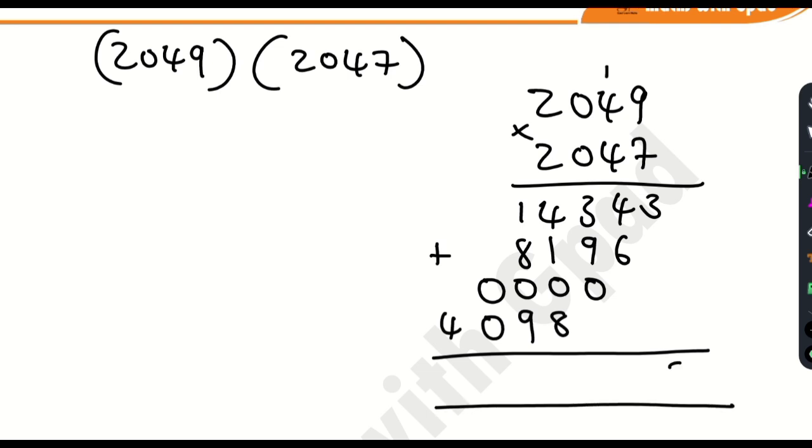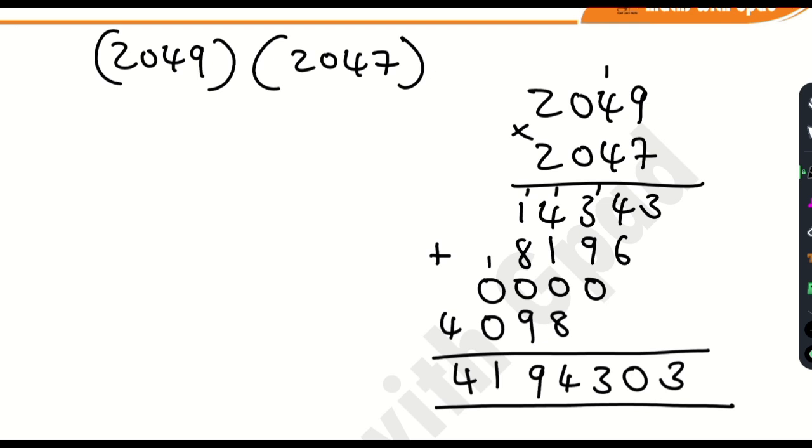So 3 comes down here. 4 plus 6 is 10. Write 0. Carry 1 over. 1 plus 3 is 4. 4 plus 9 is 13. Write 3. Carry 1 over. 1 plus 4 is 5. 5 plus 1 is 6. 6 plus 8 is 14. Write 4. Carry 1. 1 plus 1 is 2 plus 8 is 10. 10 plus 9 is 19. Write 9. Carry 1 over. This is 1. This is 4.